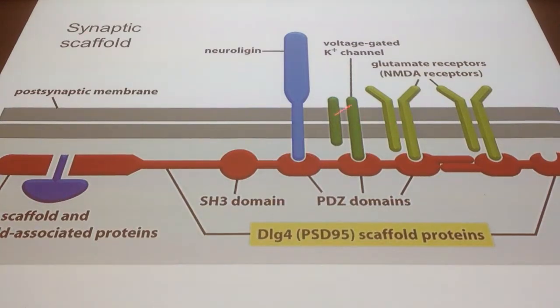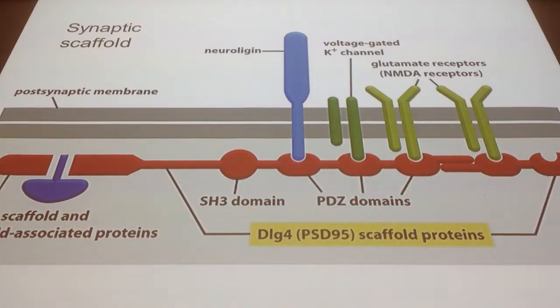So the potassium ion channel cannot be activated by a ligand because it itself is not a receptor. So a ligand will activate a receptor, which in turn activates the potassium ion channel. So therefore, the voltage-gated potassium ion channel always needs to be in the same area, needs to be connected with the receptor. And how is it connected with the receptor? By scaffolding.